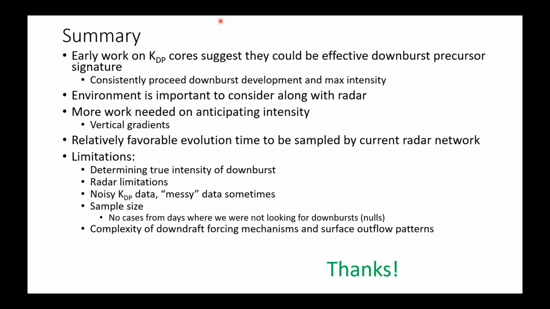And then our sample size. We had 81 downbursts, which is pretty good size, but that can always be increased. And then there were no cases from days where we weren't looking for downbursts. So we didn't look at weak convection in an environment where the low-level lapse rates were really low, and so it's possible that there are more nulls in that day. But hopefully you wouldn't be thinking about or really be expecting strong downbursts if the environment suggests there won't be any. But something to consider.